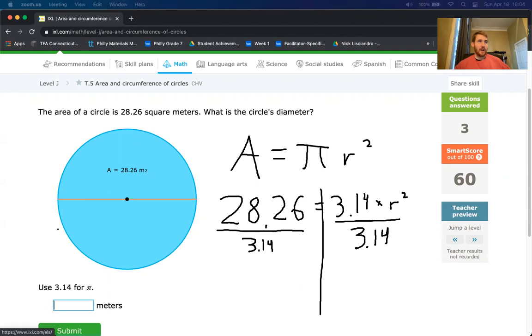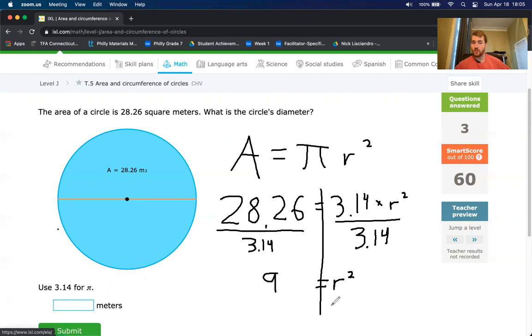So let's check. What is this? Let me put it into my calculator. It is 9. So 9 equals not r, but r squared. This is where you have to be careful. We wish this was just r, because that's what we're trying to figure out, but 9 equals r squared.